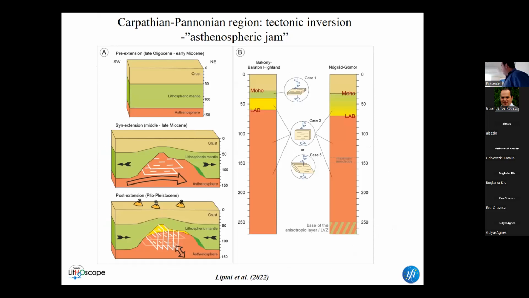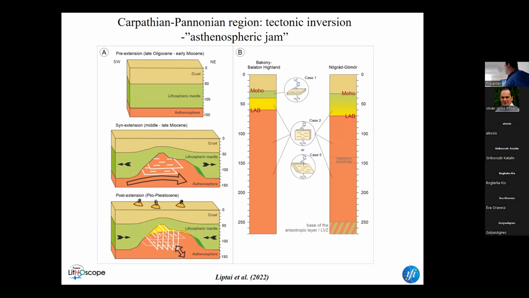Okay, and cutting a long story very short, because Nóri has already given a lot of talks, luckily, in the past few months, I just try to summarize her main results from a very recent paper. So what we think that the SKS data tell us, and of course it's an interpretation, is that we observed a two-layered structure in the central part of the basin, where we think that the shallower and very thin part is the old and preserved lithospheric mantle.